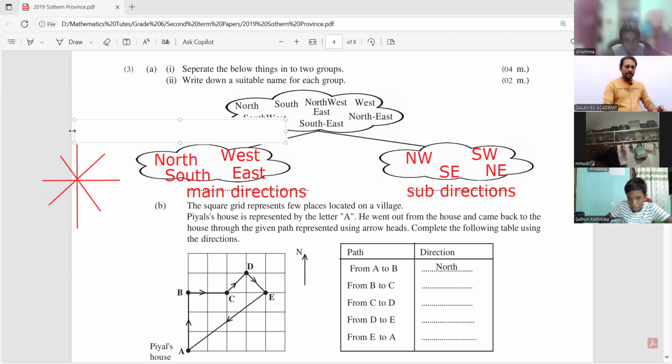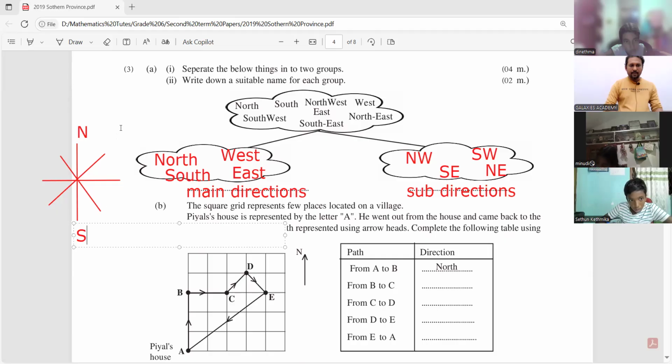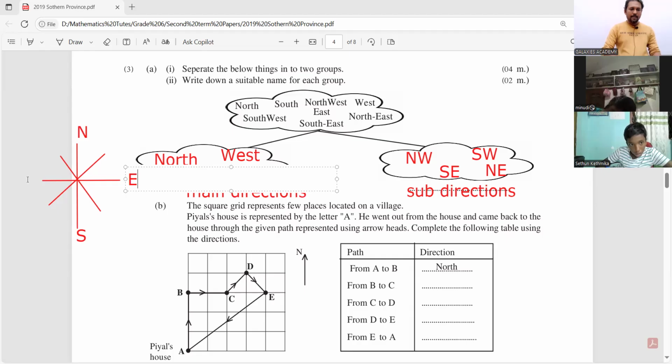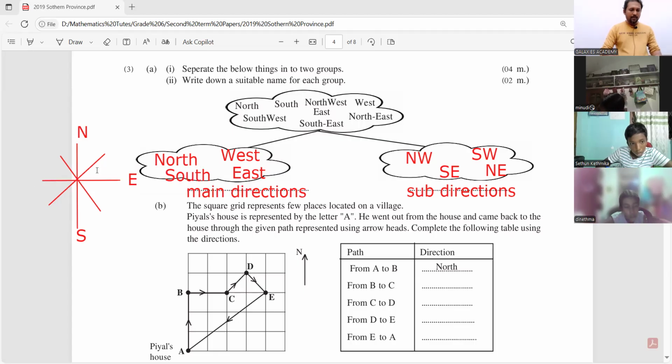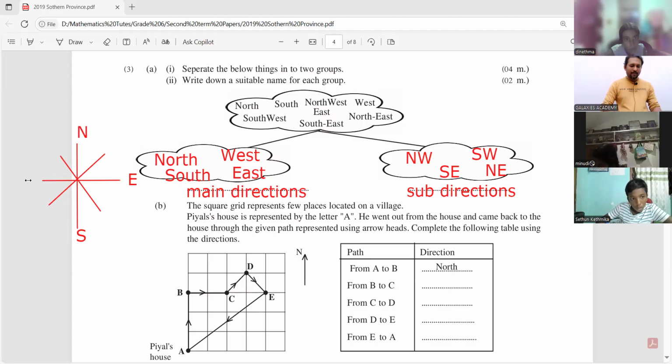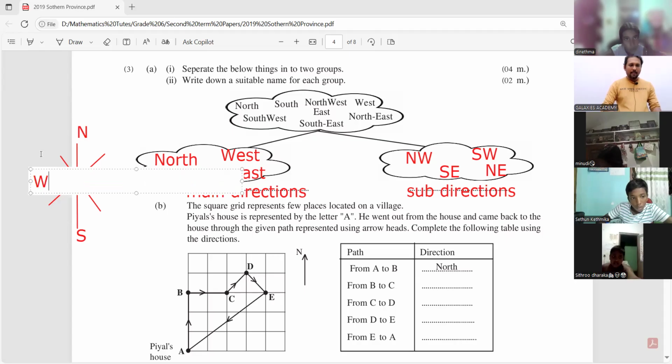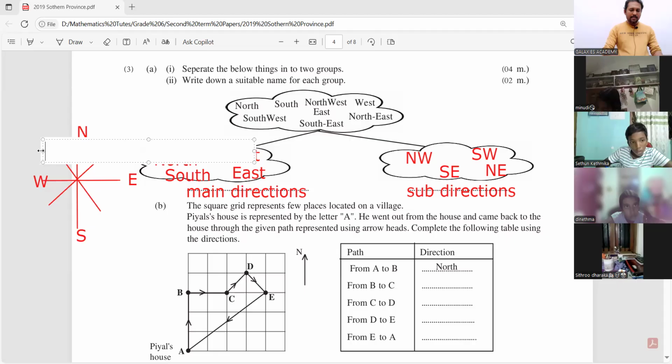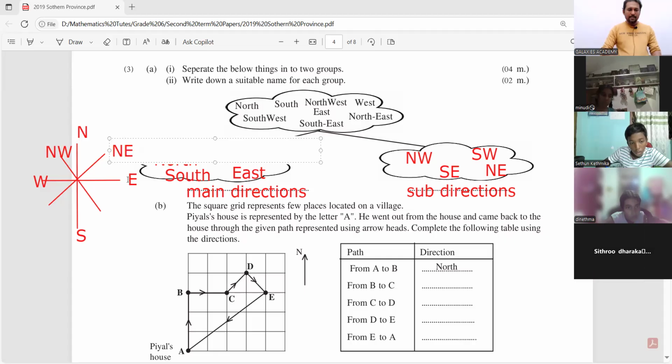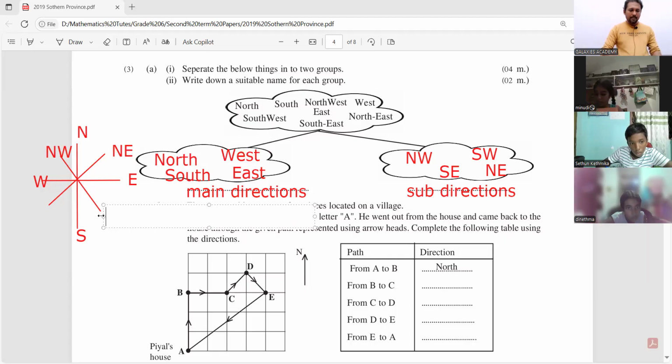This direction is north. This one south. This one east. This one north. Then, sorry, this one not north. It should be west. Then this one should be northwest. This one northeast. Here southeast. And this direction should be southwest.